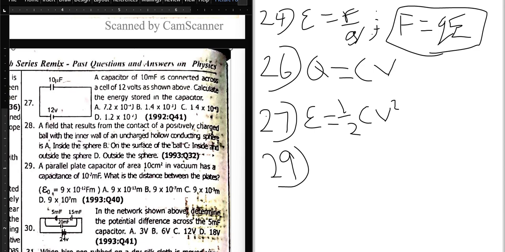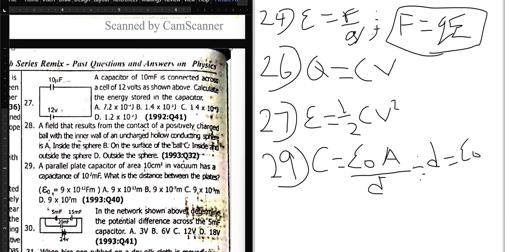But before we get D, let's get our formula out. The formula is capacitance is equal to epsilon naught times area over D, where D is the distance. So if we are going to change the formula, it will now be D is equal to epsilon naught A over C. That is just how it will be.